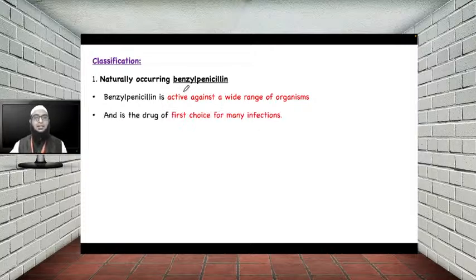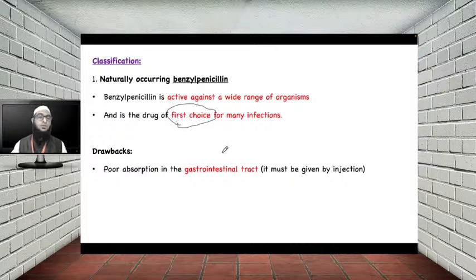Okay, and it is the drug of first choice for many infections. So when persons suffer from infection, benzyl penicillin is the first choice drug amongst all the penicillins. Let's see what the drawbacks are of this kind of penicillin, the naturally occurring penicillin.